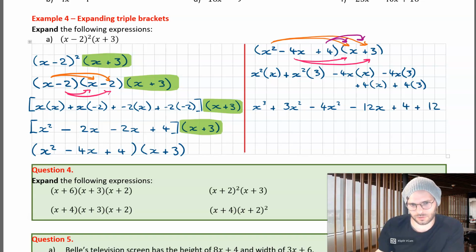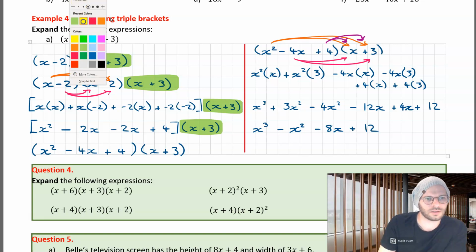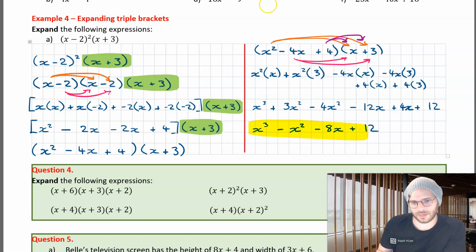Collecting like terms, there's only one cubed term. There are 2 squared terms. 3 take 4, which is −x². Then this guy should be a 4x. −12x plus 4x is going to be −8x. Plus, finishing this off, we have 12. Arriving at our expanded form.